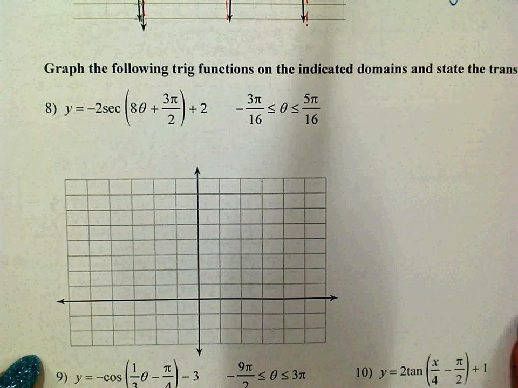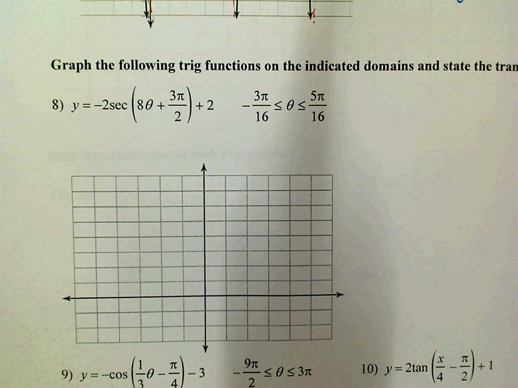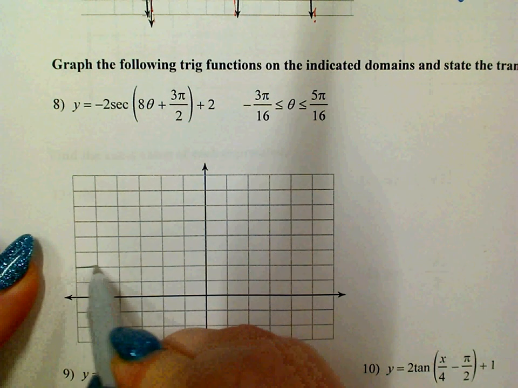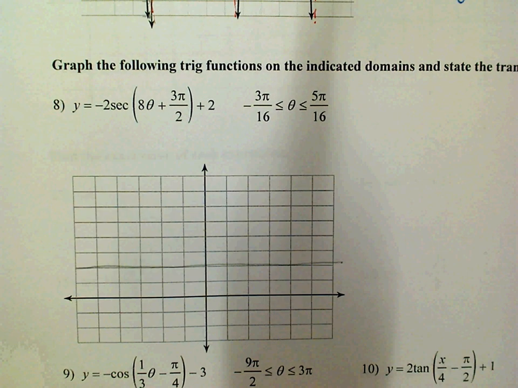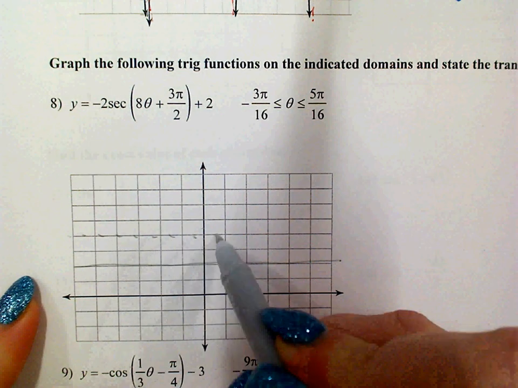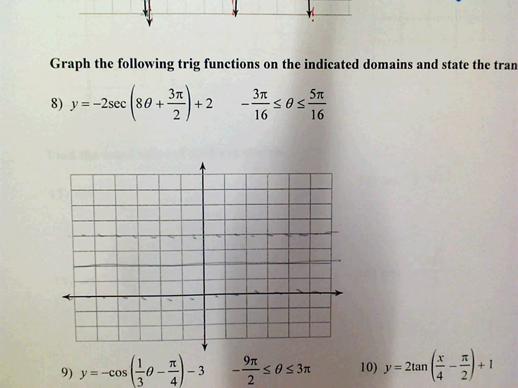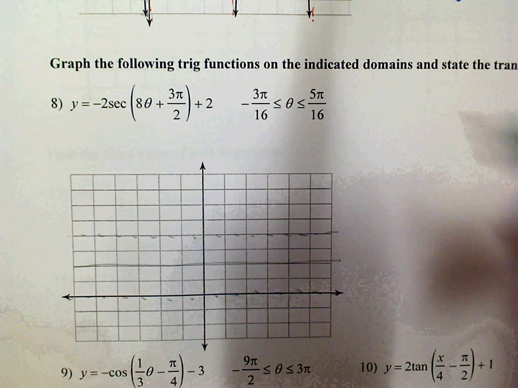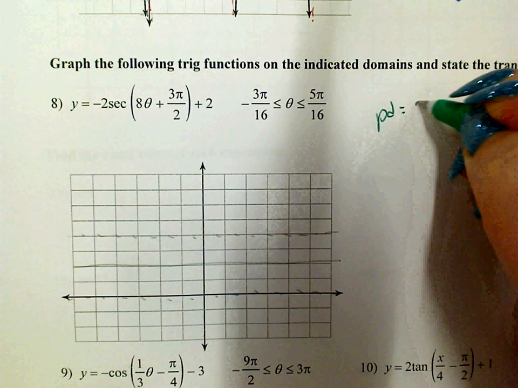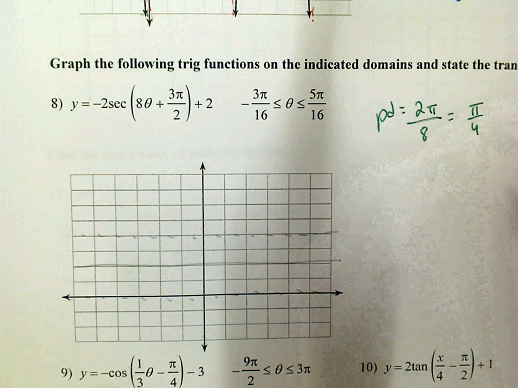Alright, number 8. Midline up 2. Amplitude lines, I'm going to go up and down 2 from my midline. And then I've got, let's see, a period of 2 pi divided by b, which is 8, so I'm thinking the period is pi over 4.